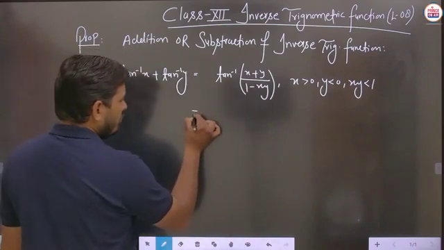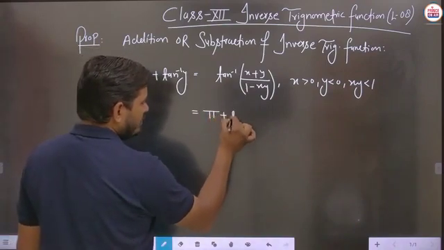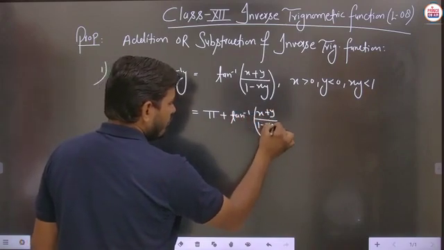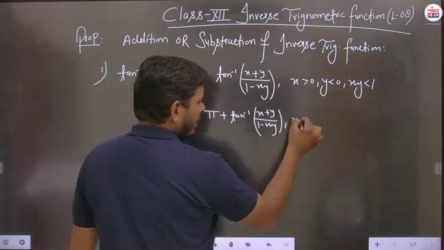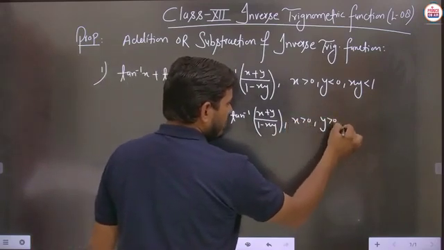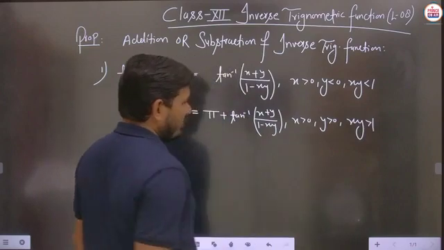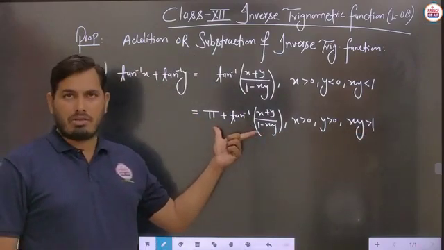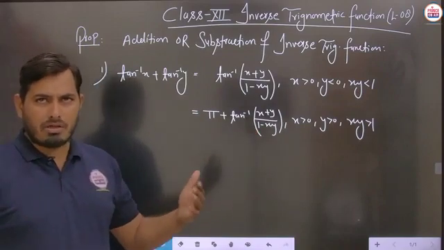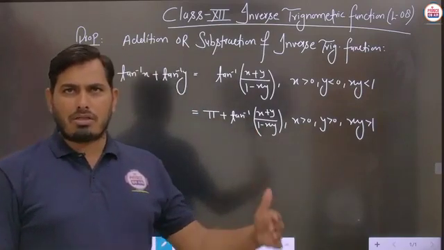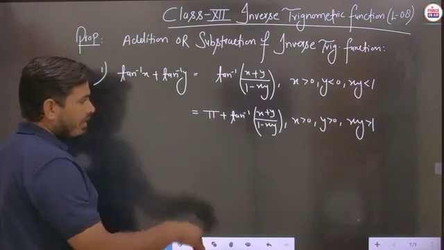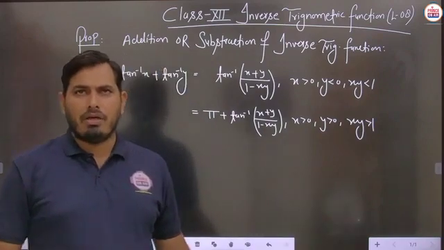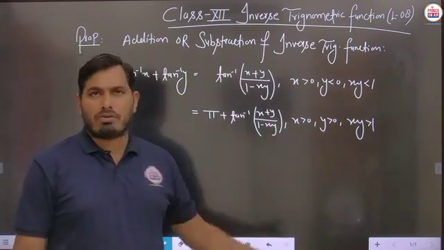One more formula you can write here: pi plus tan inverse of x plus y upon 1 minus xy, when x is greater than 0, y is greater than 0, and xy is greater than 1. So when the situation changes, you get an expression like this. Is that clear? All these things we will discuss in the proof section, how these results are obtained one by one. And you can take the condition x less than 0, y less than 0, and xy greater than 1. Then the result will be minus pi plus tan inverse of x plus y upon 1 minus xy.